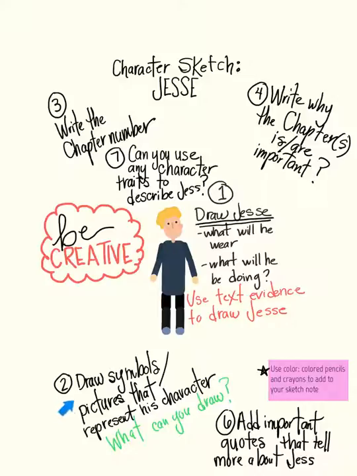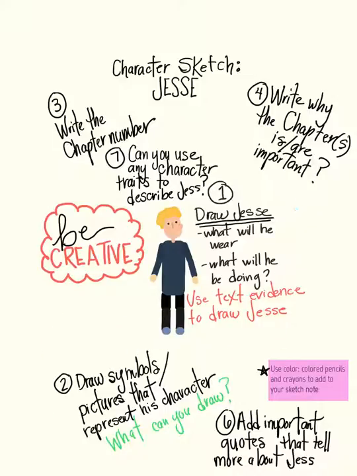Use text evidence to draw Jessie the way that you think he should be represented. Then I want you to draw symbols or pictures that represent his characters. What kind of things can you draw? What kind of things represent him? You could think of things maybe like his art, or you could think of different words that describe him, maybe determined or hardworking.